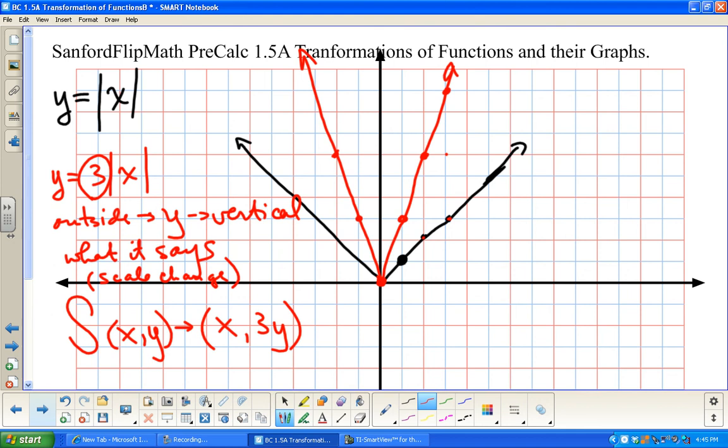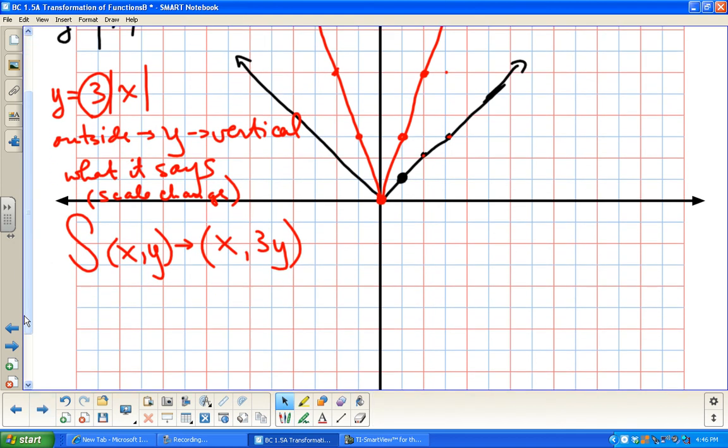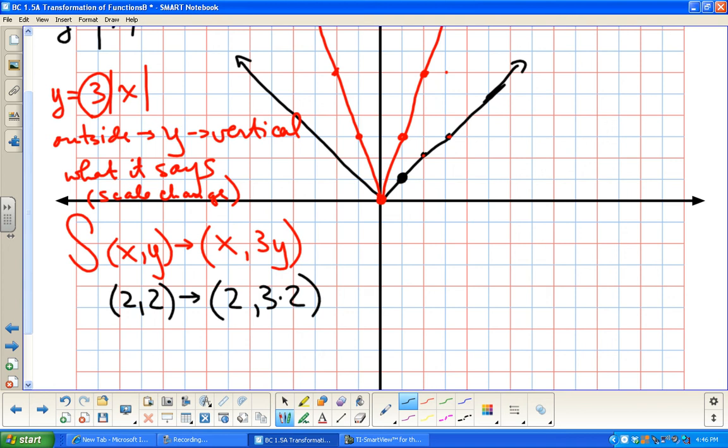Okay, so again, just to see what just happened, I'm going to pick that point 2, 2. It gets mapped onto 2, 3 times 2. That y value goes in there, which is 2, 6. And that's this point and this point. It was vertically stretched. Okay?